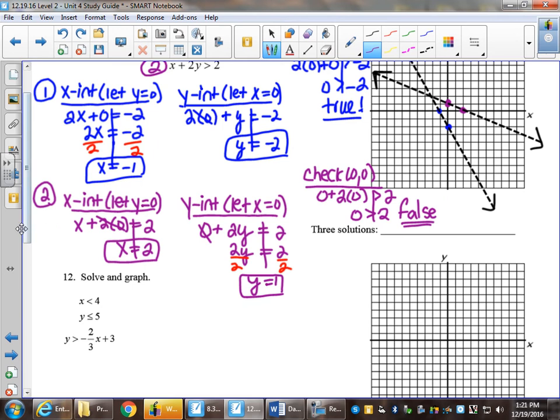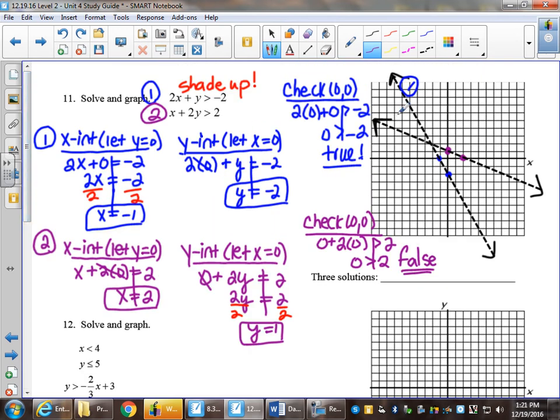So I come back over here and I look at my second line, right? Here's line 2. 0, 0 is on this side of line 2. So if 0, 0 is false, for this line that I'm talking about, the one with the purple dots on it, it means I want to shade the other side. So for this line, it will also mean shading up. So for both of these, we're going to shade up.